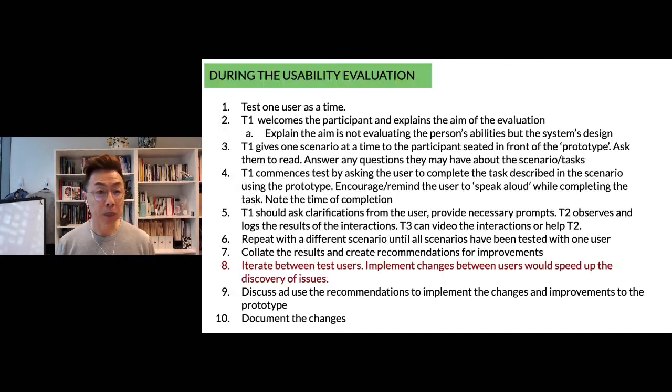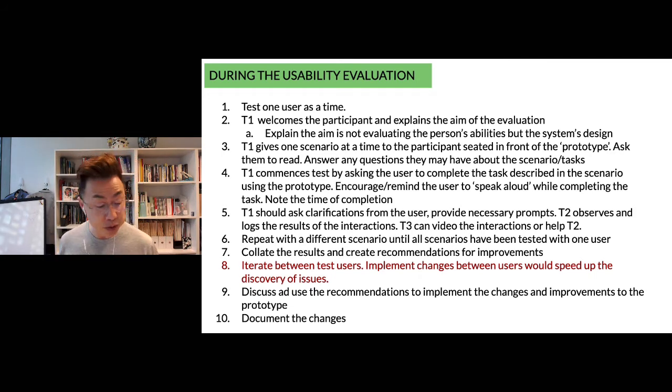So what happens during the usability evaluation or usability testing session? What you need to do is to test one user at a time, of course. So you go to your waiting room, you invite the first one in. T1 welcomes the participant and explains the aim of the evaluation. So this is using the session script, okay? But it's very important to explain that the aim is not to evaluate the person's abilities, but the system's design, because a lot of times people get a bit scared because they think that it is them that's being evaluated. Really, it's not. It's about saying to them that you're the expert, you are the user, but we want to test whether our system is good or not.